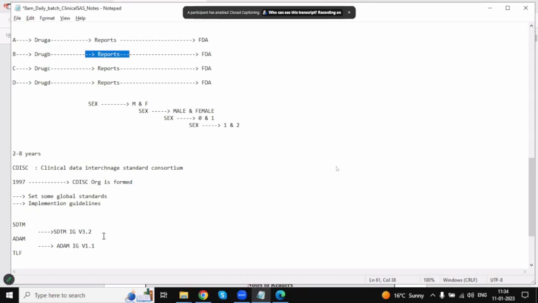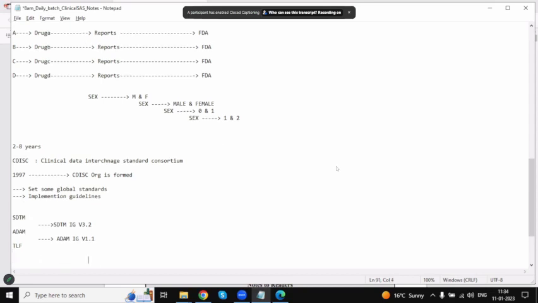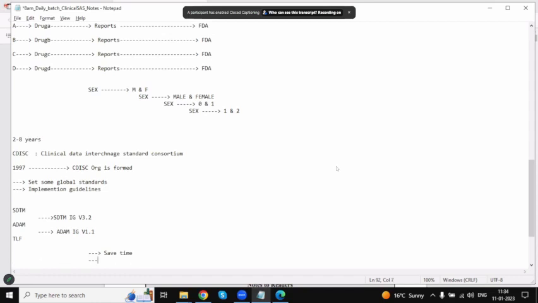Clear? Yes, by the end of this, it will save time for both the FDA and the companies as well. And it will also increase the quality and quantity.